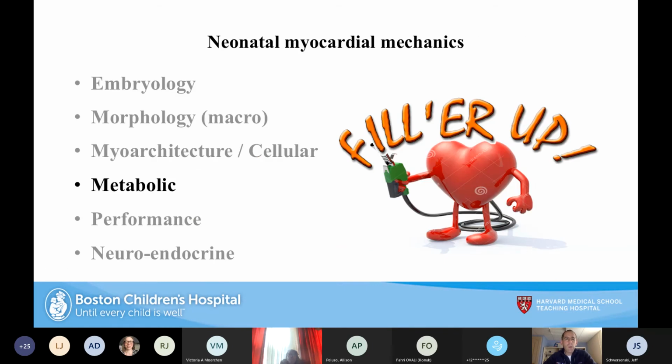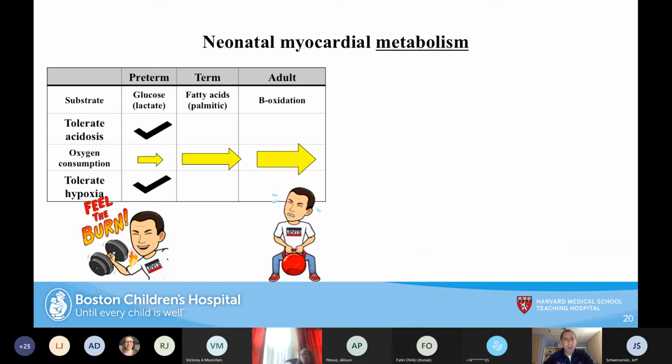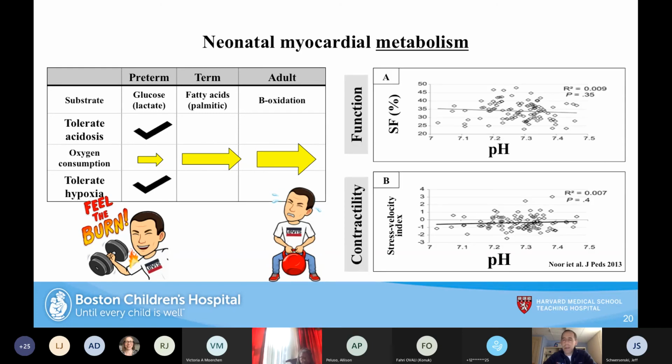So next, we talk about the metabolism, or metabolic, and the filler up, as I call it. In the preterm infant, they rely heavily on glucose and lactate. They have a decreased ability of oxygen consumption, but they are able to tolerate hypoxia much better than the term infant or the adult. How does this translate clinically? All of us have been in that delivery room. All of us have seen the term and the preterm baby who've had a pH of 7.1, but for some reason they're able to tolerate this.